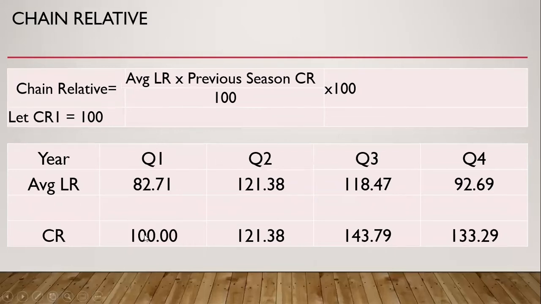So the first chain relative is taken as 100. Let us say that chain relative 1 is equal to 100. And the next chain relative is the average link relative, that is 121.38, multiplied by previous season's chain relative and divided by 100. So this comes out to be 121.38, and so on. We can calculate the chain relative of all the seasons.